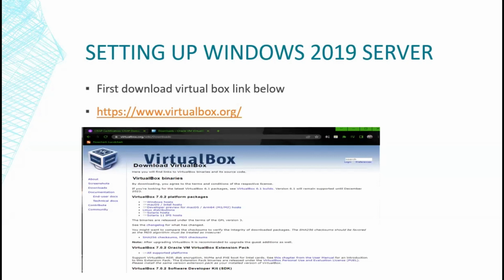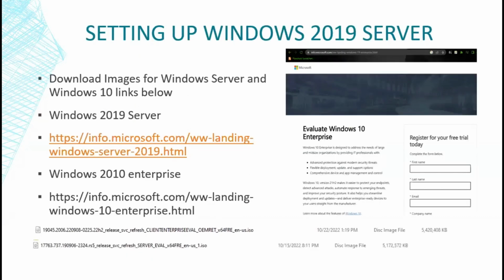First, you're just going to install VirtualBox, and you can follow this link here. Once you're done installing VirtualBox, we'll also need to download the images for the Windows 2019 server and the Windows 2010 Enterprise. If you don't know what I'm talking about here, it's okay. Just follow the links below, put them into your browser, and install the images from the Microsoft website.